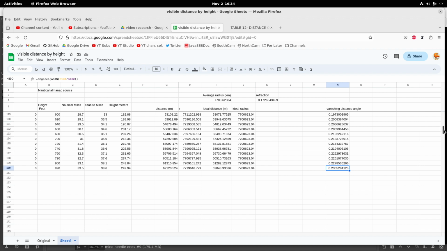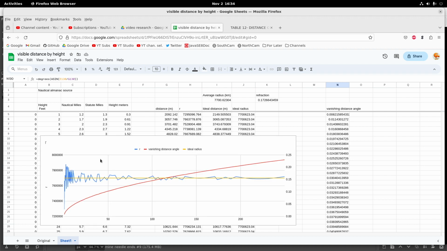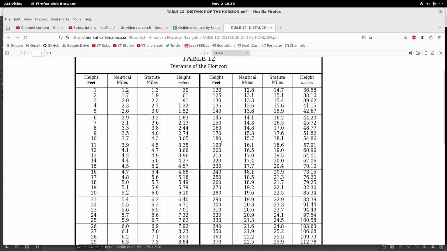And so now we get to see what the results are. I created this chart. The blue line represents this calculated radius R here. I copied the average radius into column J, and I made that as an extra data set so you can see what the ideal radius is regardless of your observer height. And it seems to track computed radius fairly well. There is quite a bit of noise because they've only resolved in their table to 1 or 2 decimal places.